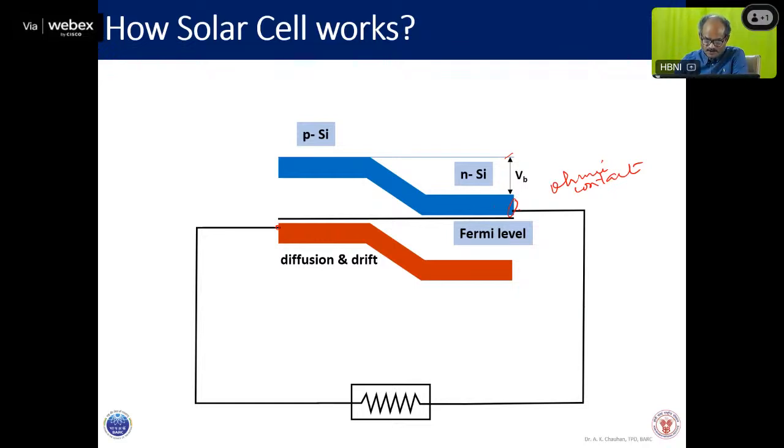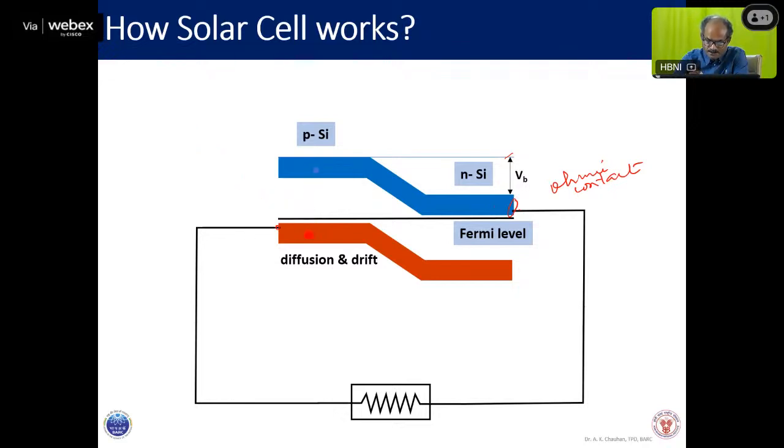So now what happens when a photon falls? If a photon falls, it will be absorbed and an electron-hole pair will be generated. And because there is this VB, some potential is there, and because of this potential, electrons will be attracted towards this, and they will be pulled, and then they will flow in the external circuit. So you can just see this animation once more.